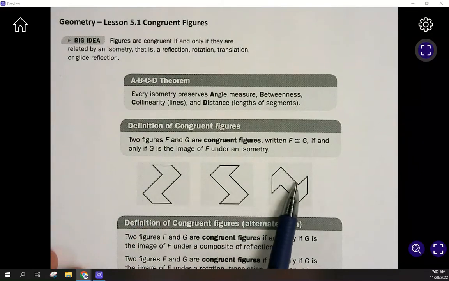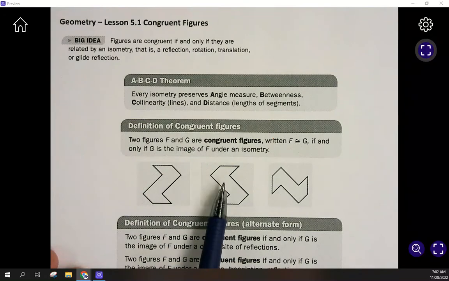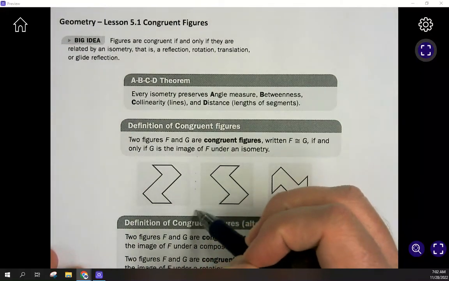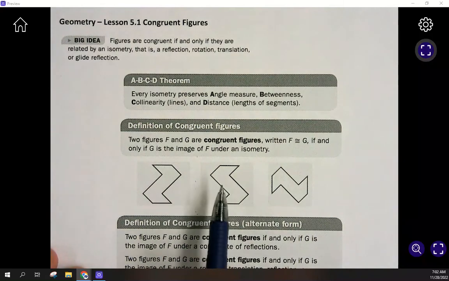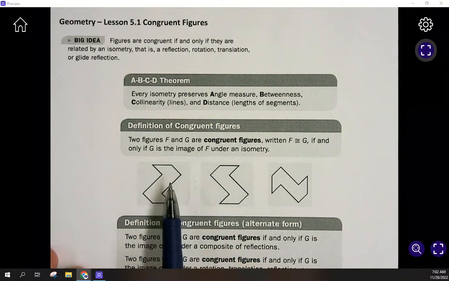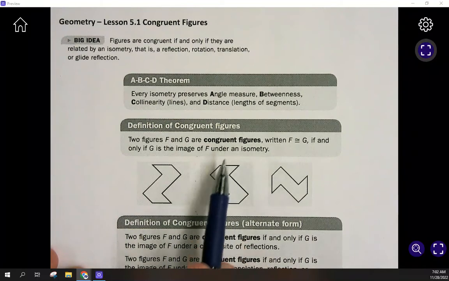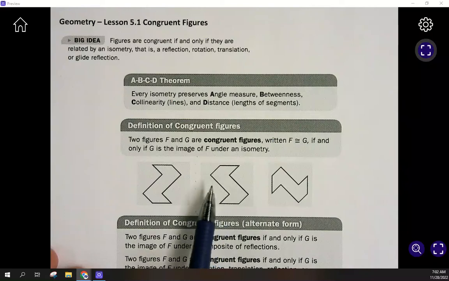So if we look at these three shapes here, these would all be considered congruent. These two are congruent. It's the same size. They have flipped. This is clearly a reflection over a line right here. Okay, but the size of this has not changed. We would say these are congruent. And based on the definition of congruent figures here that was given to us, we would say they are congruent because this is a reflection, and all reflections are congruent.